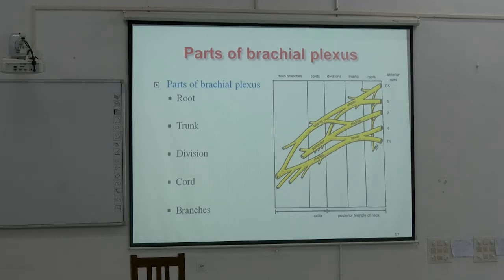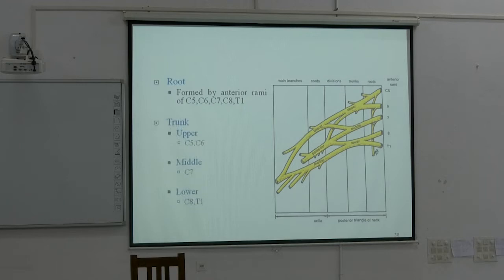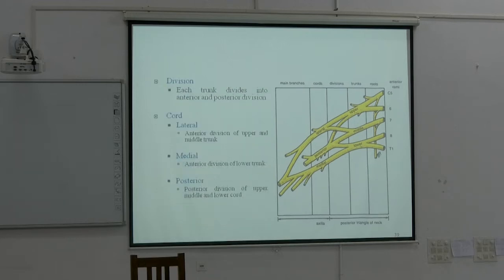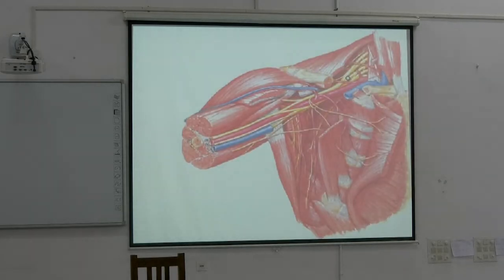So what are these branches of the cords that come out? If you have a complete picture of them, this is what comes out, these complex networks. From here onwards you can see these branches coming out.